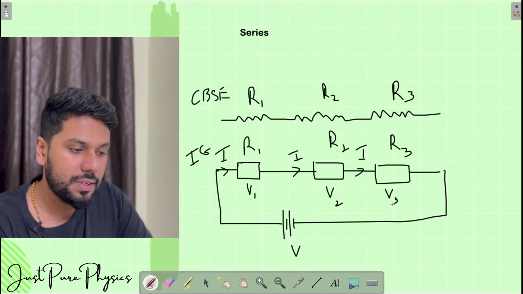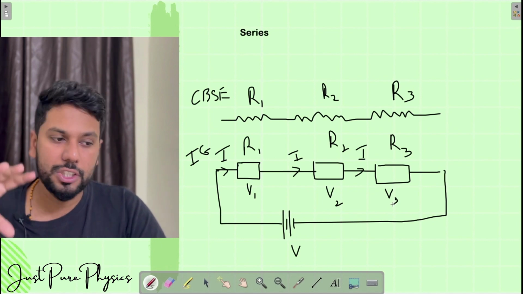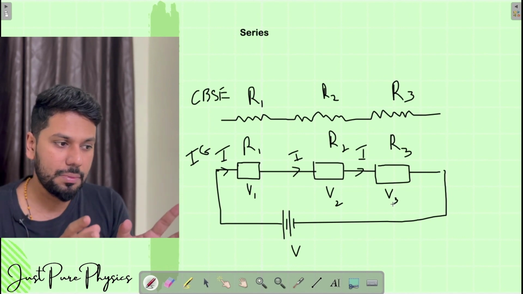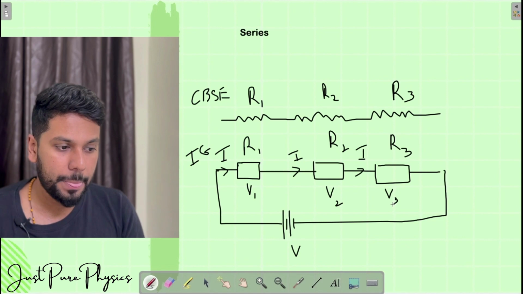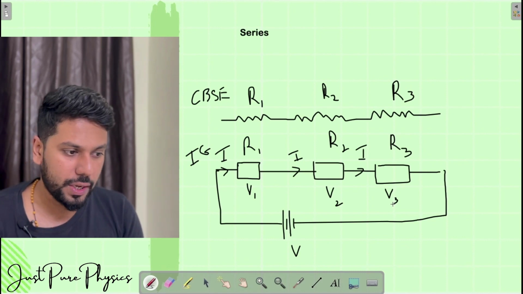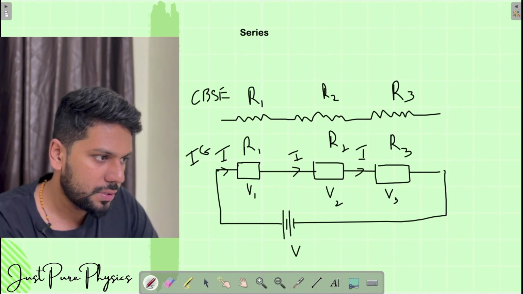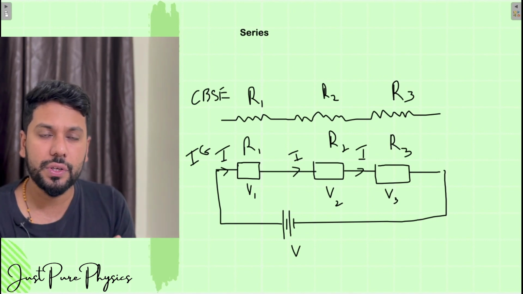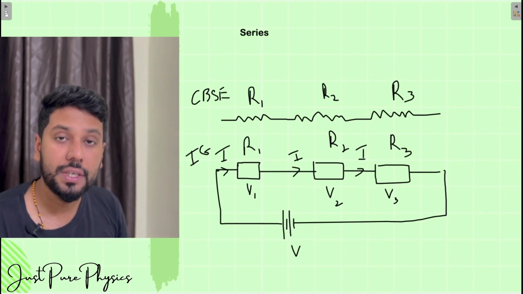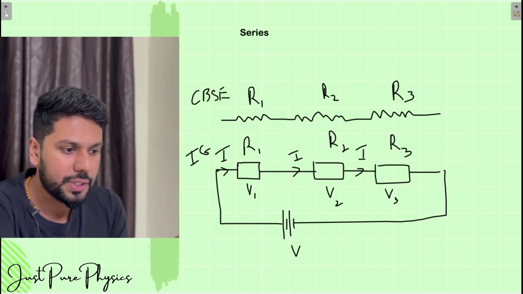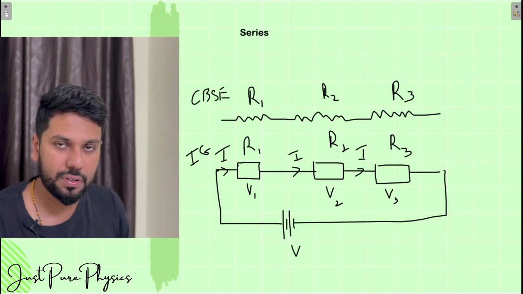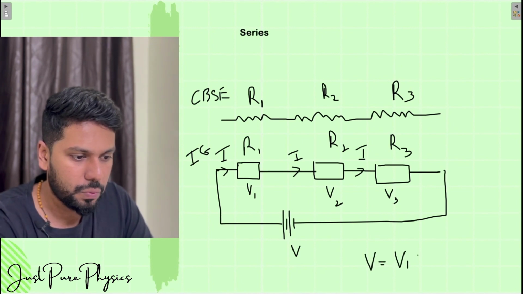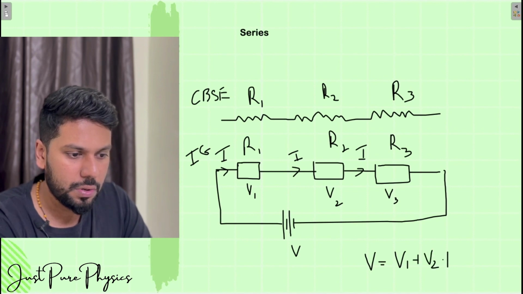So understand, in series, current remains the same, but voltage becomes different. That's the catch of the day. Now, to start with, who's providing the total voltage to the circuit? V. The battery is providing the total voltage. That total voltage is going to be distributed among these series resistors. So I would say that V should be equal to V1 plus V2 plus V3.